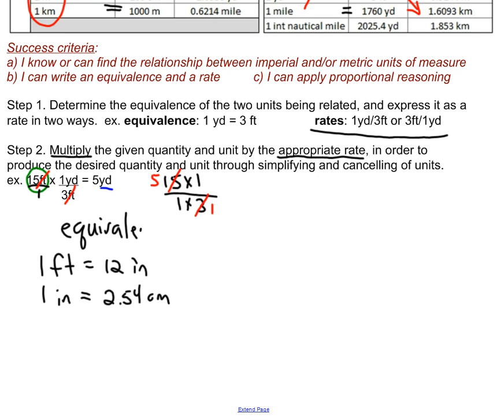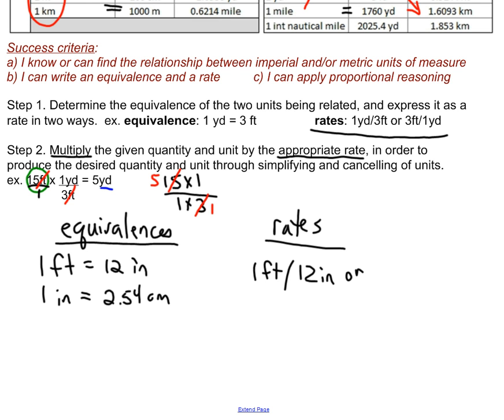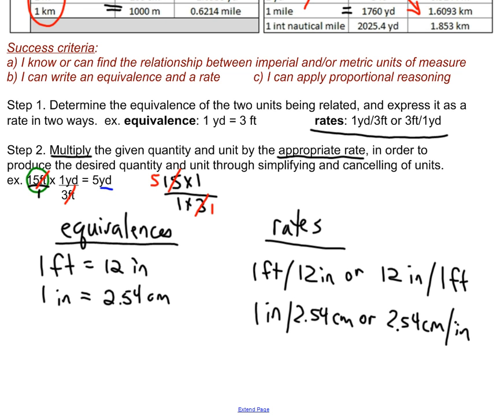And let's write for each of those the rates that are possible. This is usually pretty straightforward. You're going to write it as a fraction. That's what a rate is with a unit. So we can say that there's 1 foot for every 12 inches, or we can say that there's 12 inches for every 1 foot. Both rates express the same information. For the second equivalence, we could say that there is 1 inch for every 2.54 centimeters, or we could say that there are 2.54 centimeters for every 1 inch. Okay, so those are our rates.